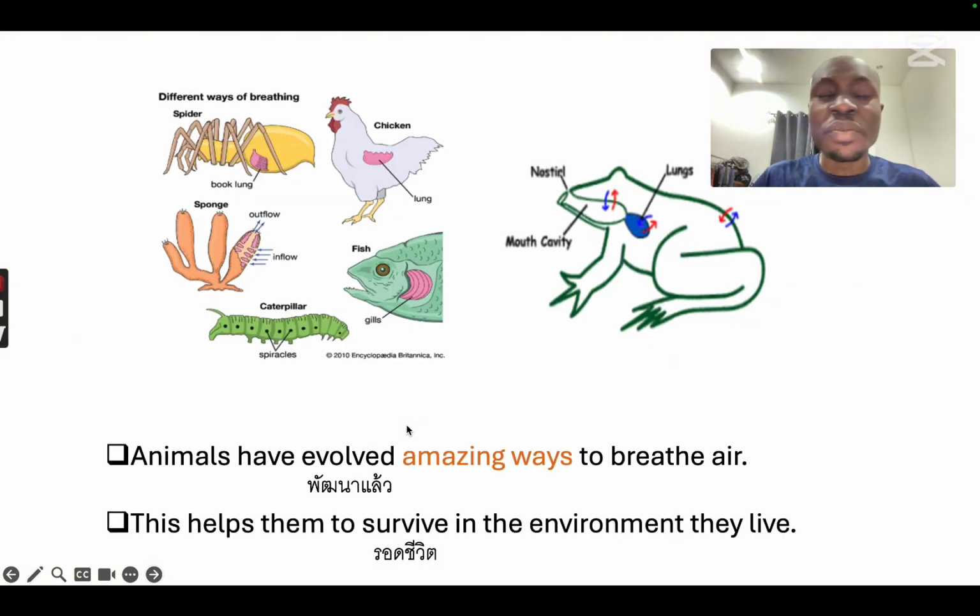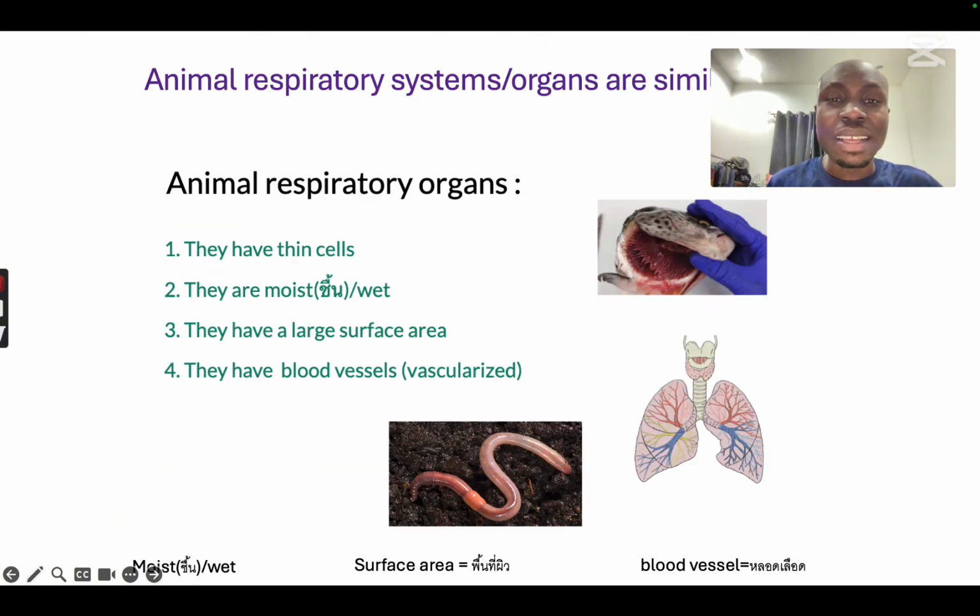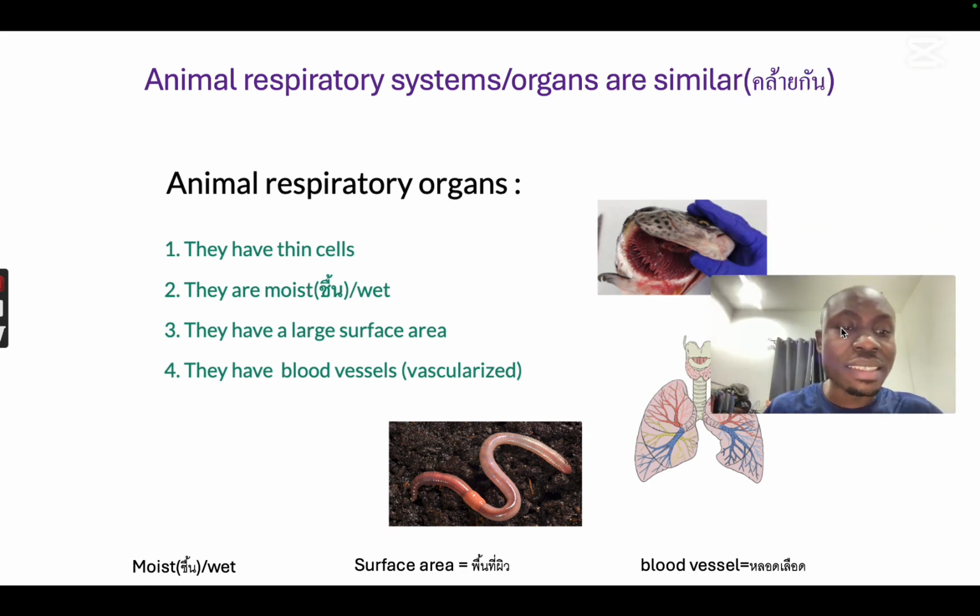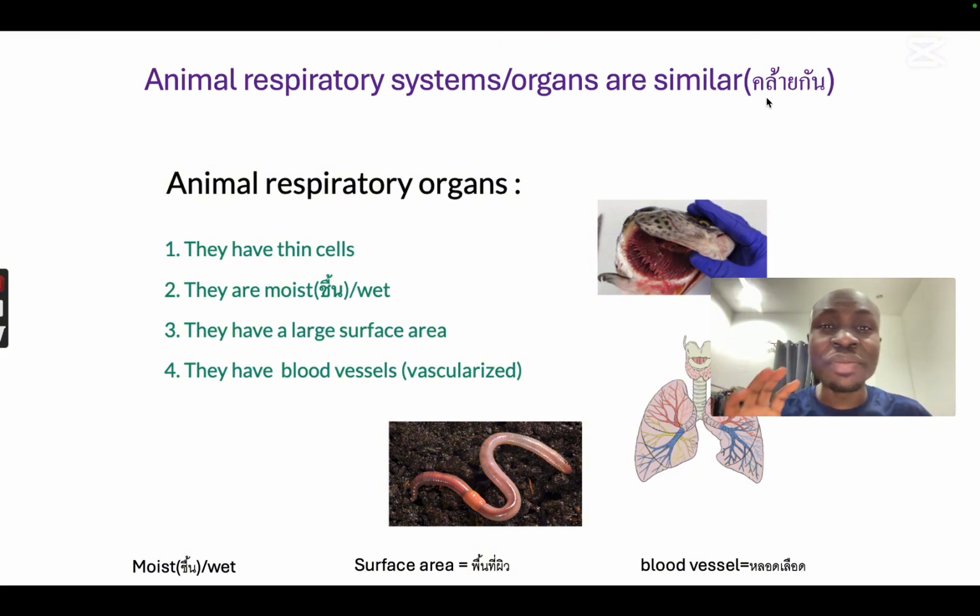Now, we are going to look at different ways that animals have evolved to breathe so that they can survive in their environment. Animals have different ways to get oxygen, but they are also similar. How are they similar?